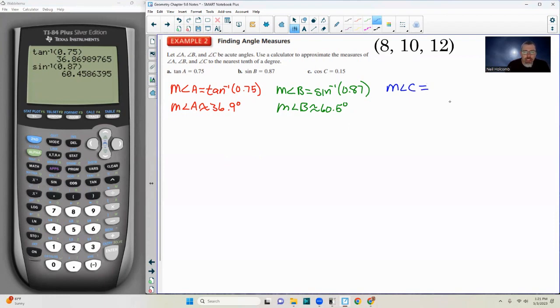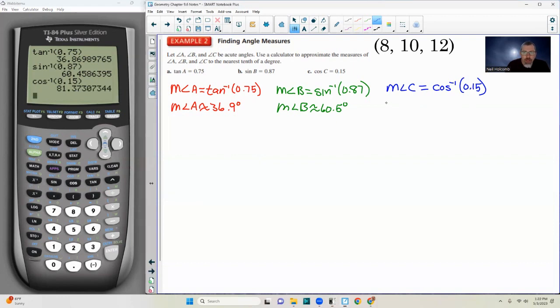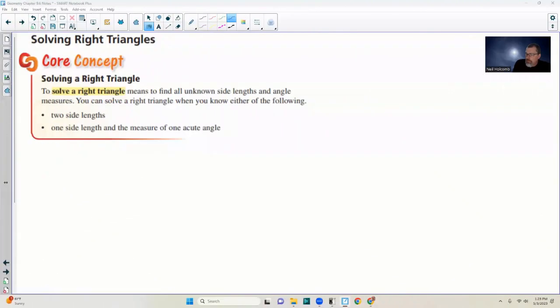Okay, and then finally C, if we have the measure of angle C equal to, since we have cosine C equal to a decimal, then the measure of angle C will equal the cosine inverse of that decimal value. So then I hit second cosine for cosine inverse, 0.15, close parentheses and hit enter. And I get 81.37, which rounds to 81.4. So the measure of angle C is approximately 81.4 degrees. Okay, and that's all there is to it. So now take a look at numbers 8, 10, and 12 in your exercises.